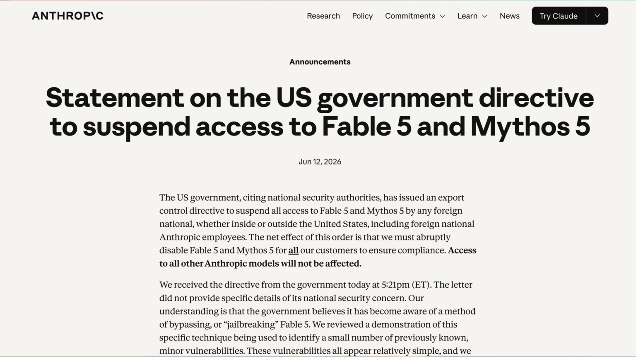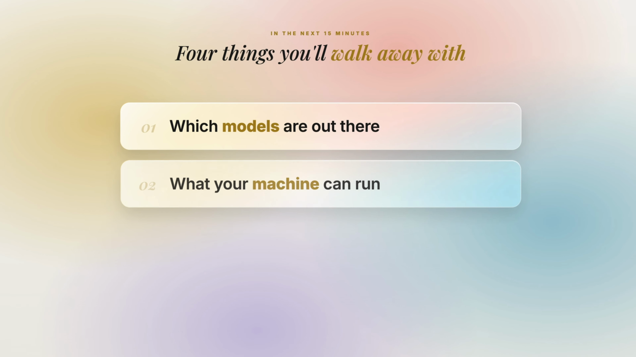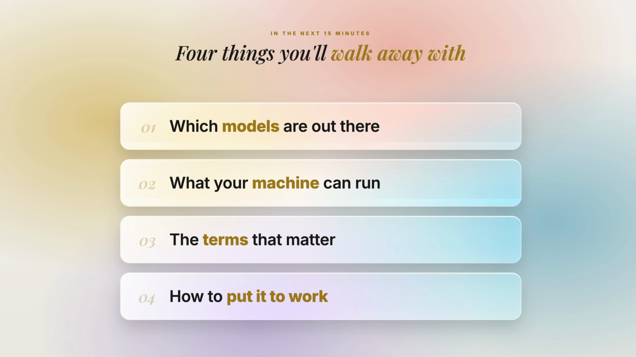On June 12th, a single letter from the US government took the best AI model offline for everybody on the planet. Which means the best AI that you have can disappear just like that, without anything you can do. So this video is to help you understand how to run local models so that nobody can switch them off. I'll show you which models are out there, which ones your machine can actually run, the few terms you need to understand, and how to put it to work.